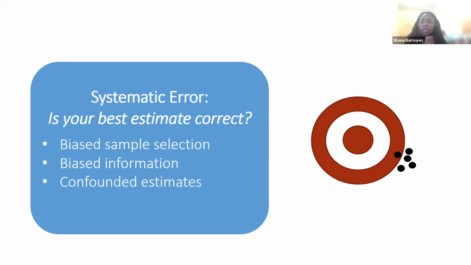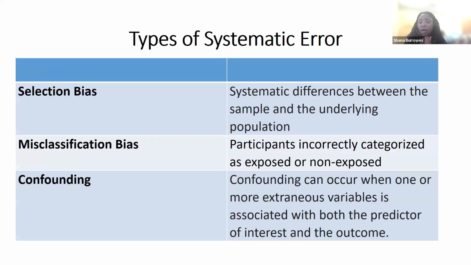So is your best estimate actually correct? The types of things that cause systematic error are things like selection bias. If you harken back to our study design presentation, we talked a lot about different types of error and how they impact your results. You have selection bias, which is when you have systematic differences between your sample and your underlying population. Misclassification bias, where your participants are incorrectly categorized as either exposed or not exposed. And confounding, which is something that you hear about all the time and we talk about constantly because it's such an important factor that really impacts the results of your study.